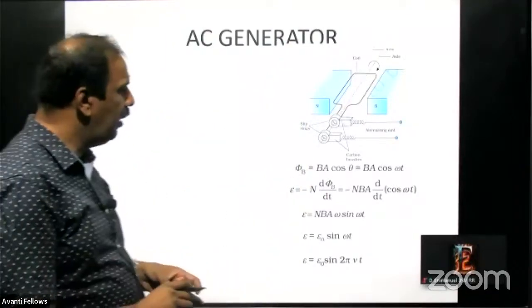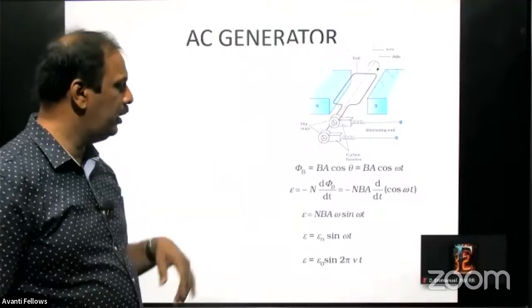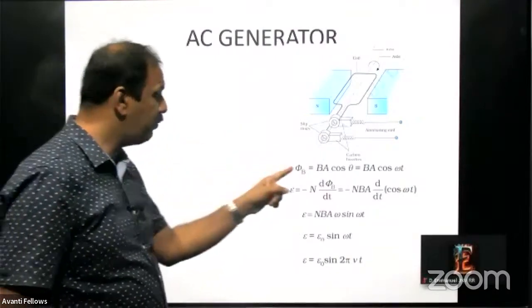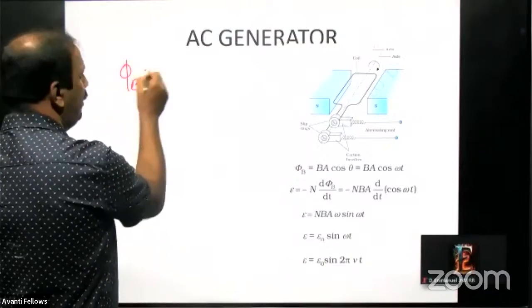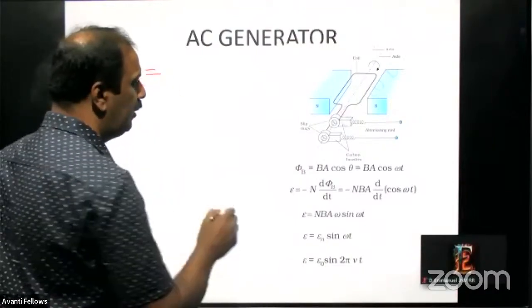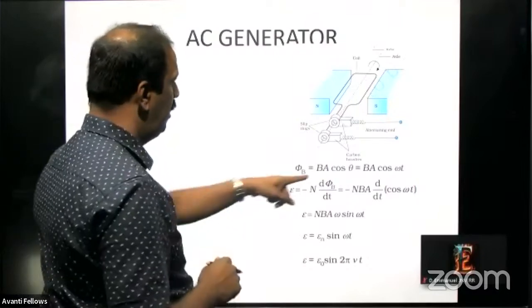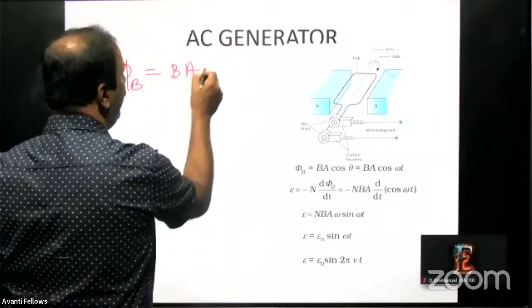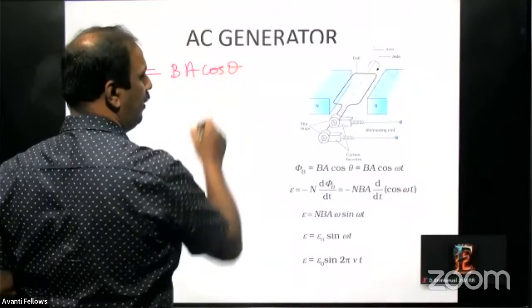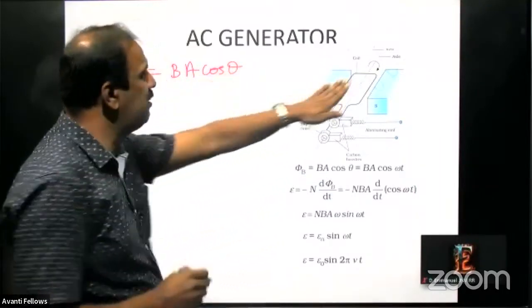Now we'll go for the actual calculation of this one. So this magnetic flux, phi B is equal to, the general equation, BA cos theta. Now theta is the angle turned by this one.